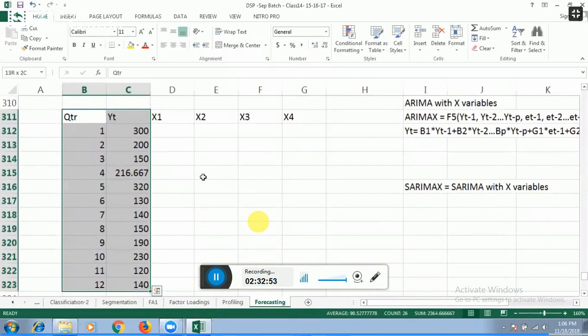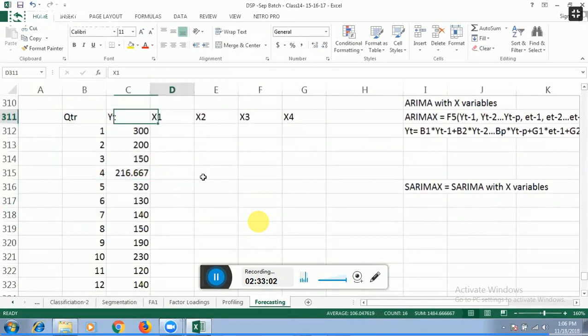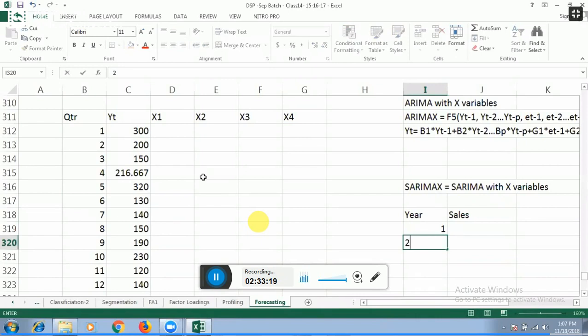One is a granular series, one is an aggregated series. So you have the data quarterly-wise, and you will identify this series like this. Once you have an aggregated series, for example, if this is a quarter, 3 quarters, so how many years of data do you have? 4 years of data. So year and sales: year 1, year 2, year 3. Suppose in this case 3 years of data, for example.